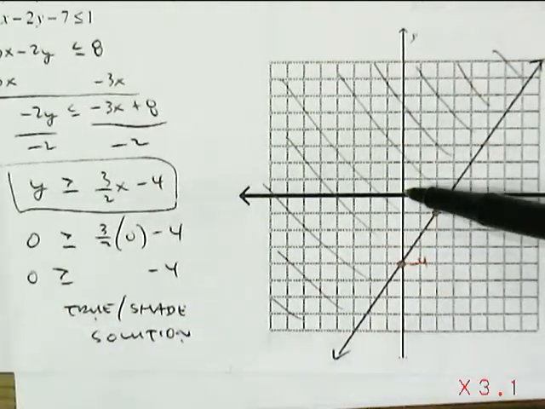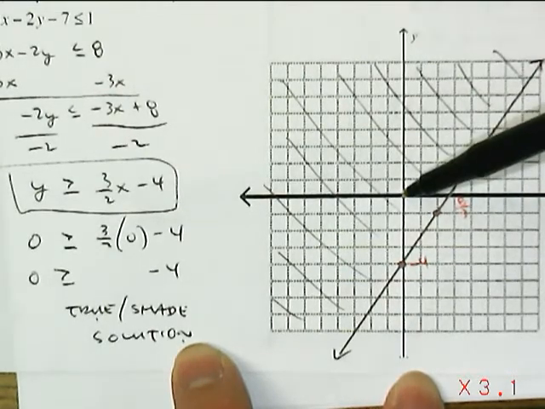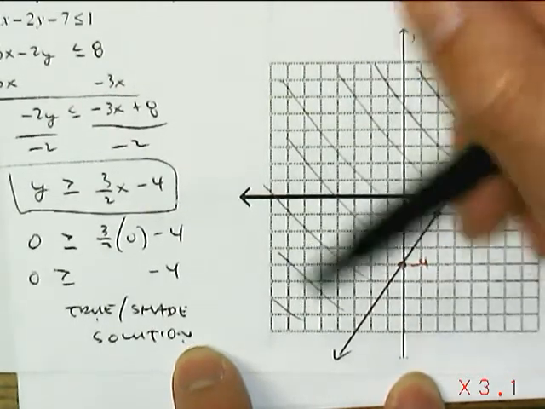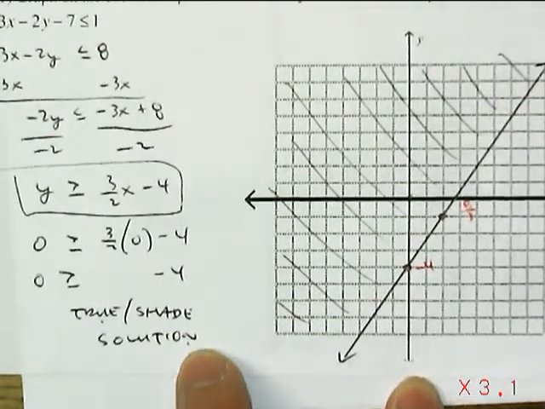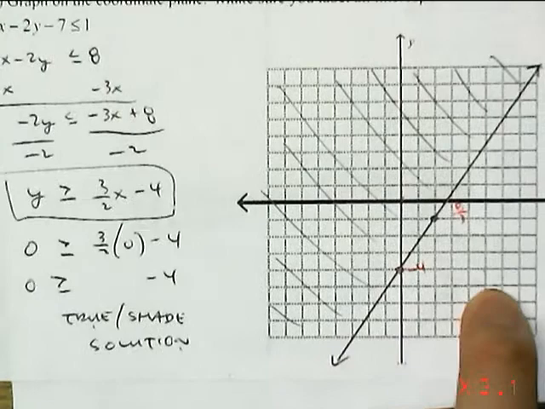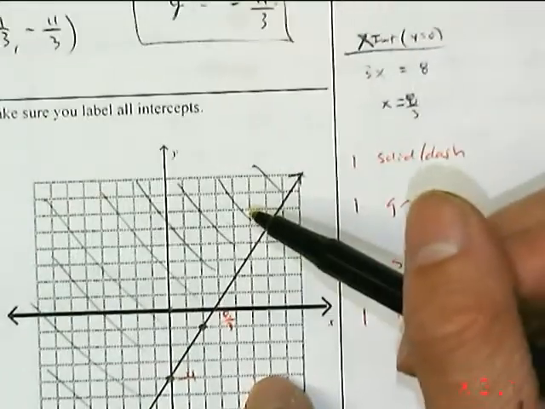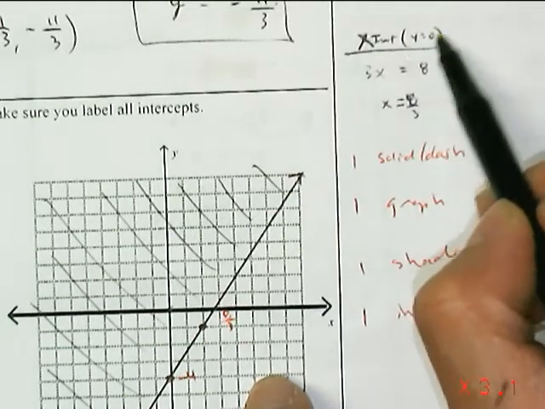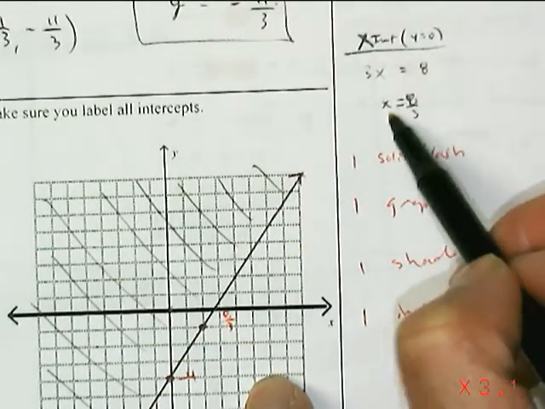So if 0, 0 here is true, you shade that. If 0, 0 is false on that inequality, then you shade the other side. That would mean all of these are false and that would be true. But in this case, all my solutions are on the left. Okay. And my intercepts. I already have my y-intercept, so I just need to find my x-intercept. Make y equal to 0. You get 3x equals 8 or x equals 8/3.